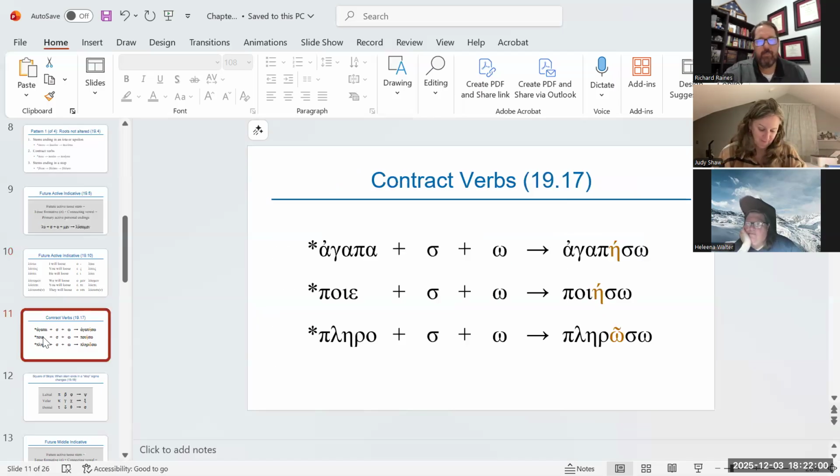Within the future active indicative, you have contract verbs. You guys remember contract verbs, where you have the sounds that come together and it lengthens. And the three examples you have here are agapa, poi, and plero. You'll just have to memorize these contract verbs. But you can see that agapa, agapaso is lengthened to agapeso. Poieo, which is what you learned, becomes poieso, and it just lengthens that epsilon to an eta. And plero, or plera, really, pleraso, it lengthens that omicron to an omega.